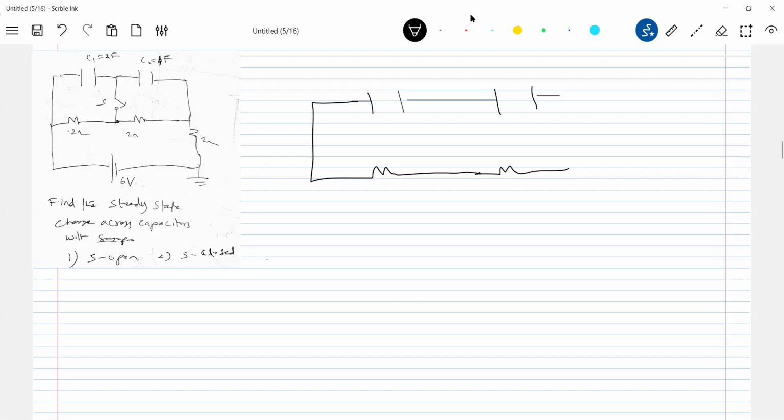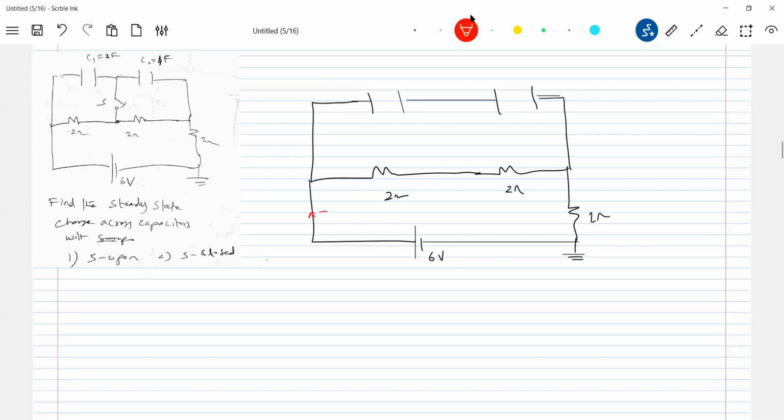With the first case, the switch is open. This is a 2 ohm resistor. This is 6 volt. Where all the current can flow. Capacitors, in place of a capacitor, will be open circuit. The current will take a path like this.